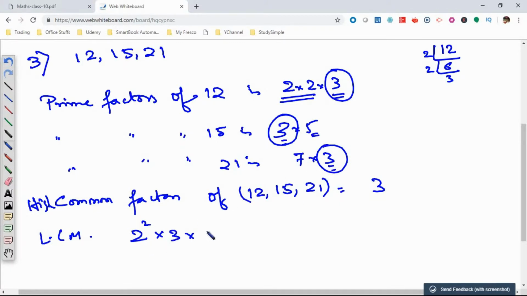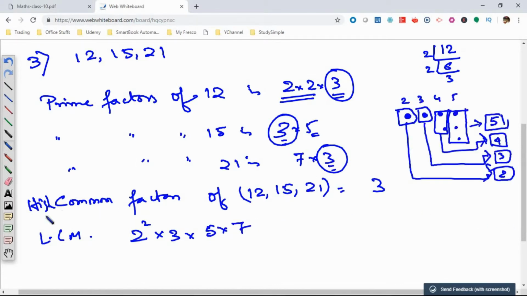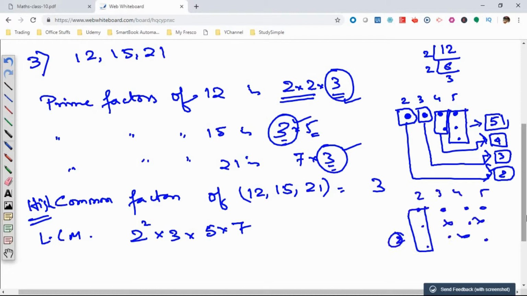5 is there, we will take 5. 7 is there, so we will take 7. Okay, and the highest common factor term is that it should be the same term written everywhere, highest common factor as well as the LCM.